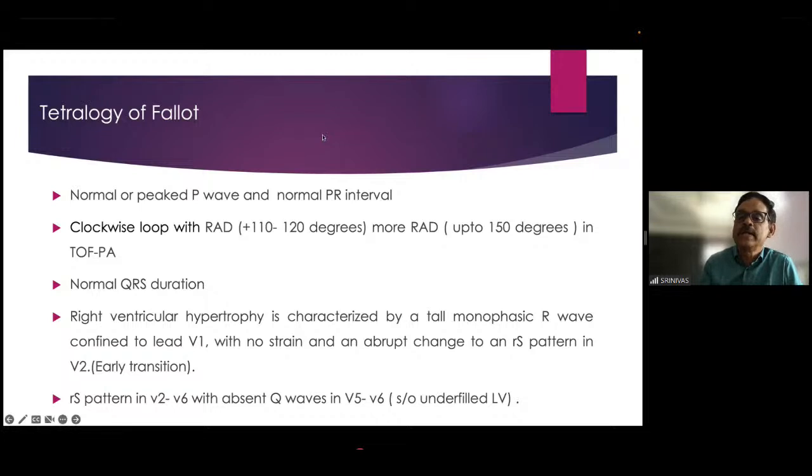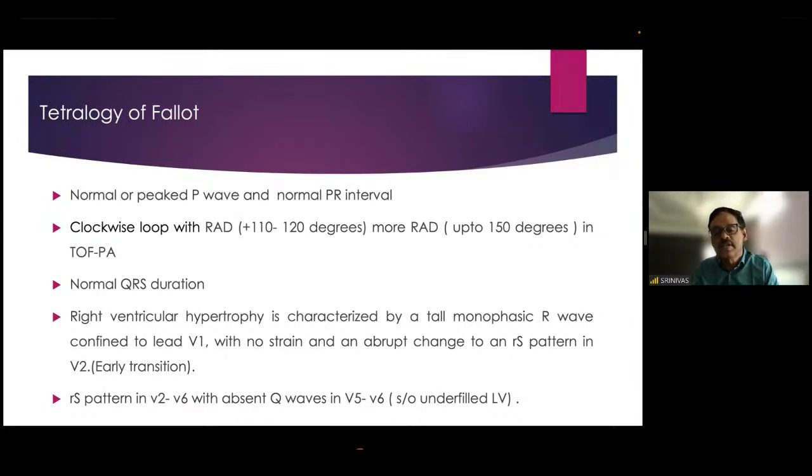And more right axis deviation in the setting of TOF is to be expected only when there is pulmonary atresia. Up to 150 degrees, it may be there. Clockwise loop will be there, which means there will be Q waves in inferior leads, but not in L1 and aVL. Normal QRS duration. So all these points are meaningful because you expect a QRS to be wide in limb leads, especially in a DORV with subvalvar PS. You expect the PR interval to be prolonged in a DORV with subvalvar PS. That's why I'm making a special emphasis on their normalcy in TOF.